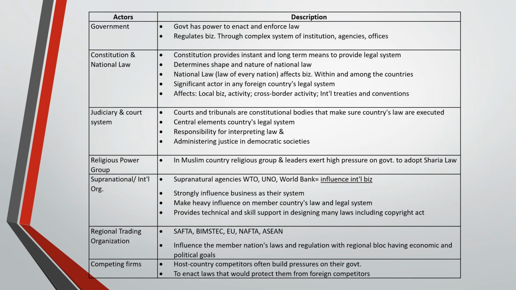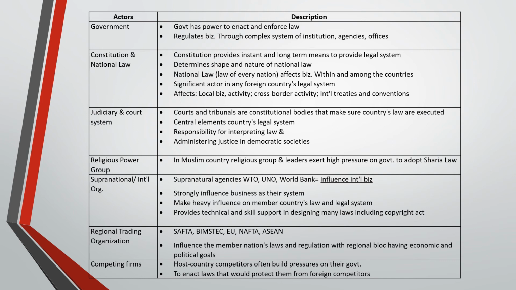Next we have the judiciary and court system, where the courts and tribunals are the constitutional body that makes sure the country's laws are executed. It is a central element of the country's legal system and has the responsibility for interpreting law and administering justice in a democratic society. The religious power group. In Muslim countries, religious groups and leaders exert high pressure on the government to adopt Sharia law.